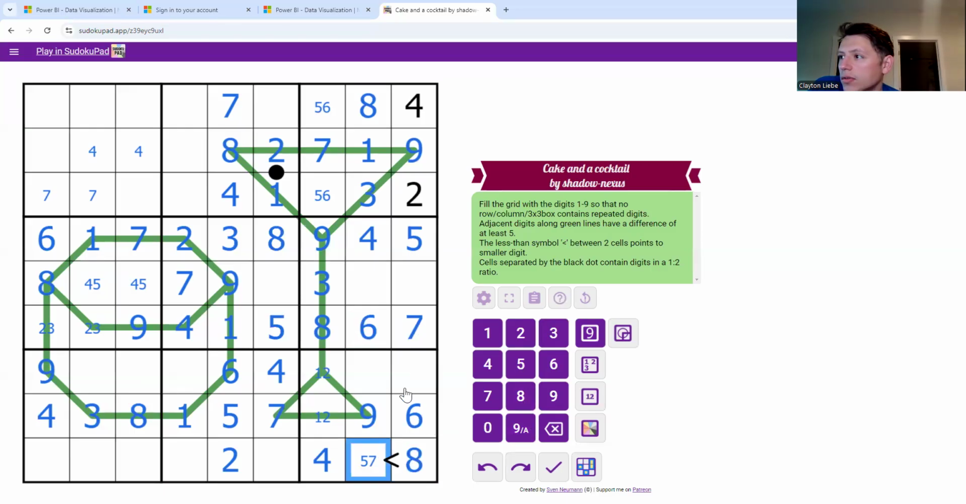This is now unresolved 5 or 7. This is also just 5 or 7. And then that just makes this a 3, doesn't it? It's the only option. This is then a 1. This would be a 2. 5. This is a 6.